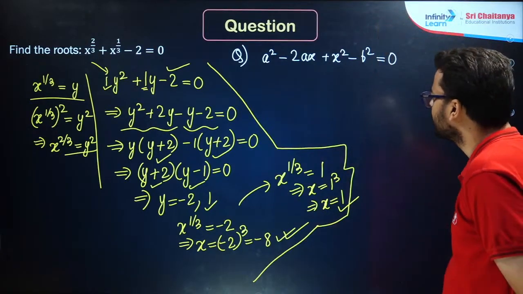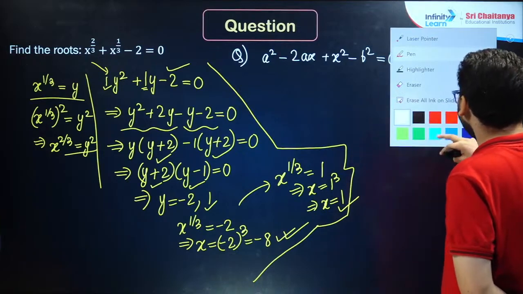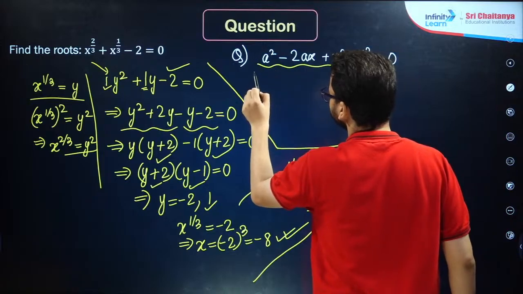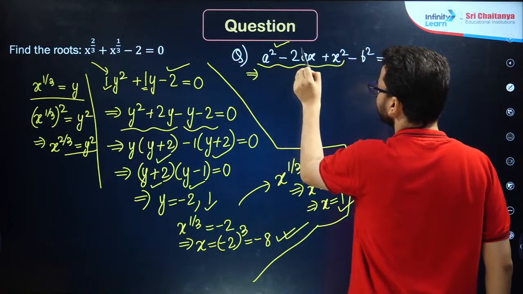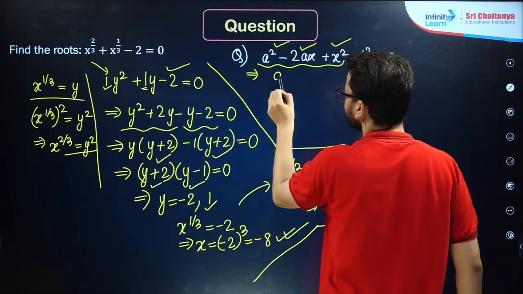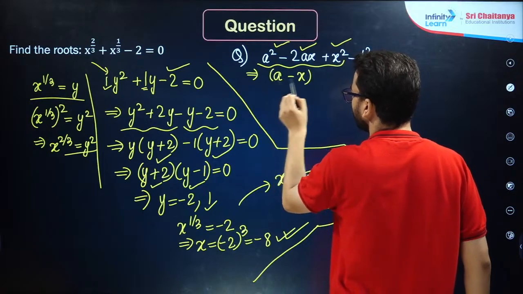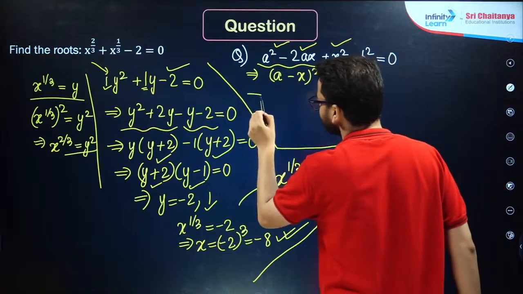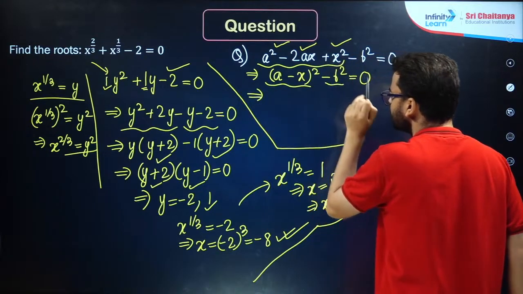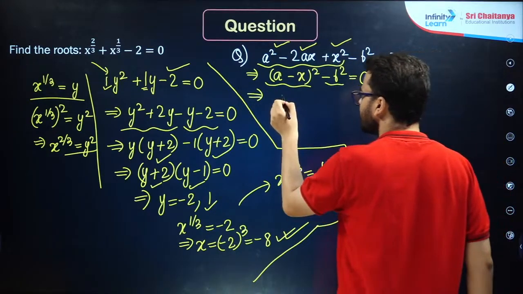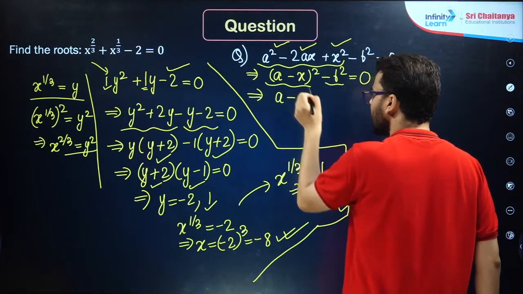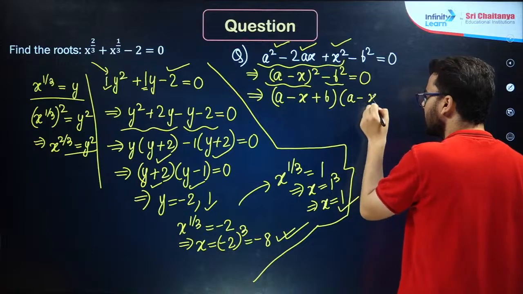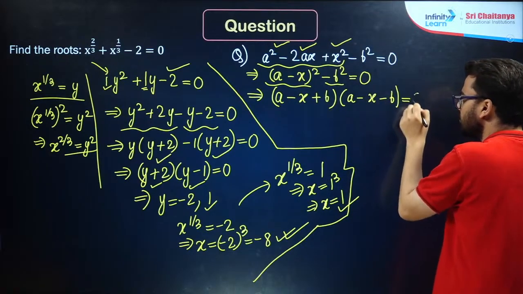Let's see that, Ravinder. So over here you have to use identities, right? See, if I take this thing, what is this? Isn't it, you see, it's directly identity based. So it is a minus x the whole square, minus b square is there. Now can we say this is nothing but p square minus q square form? So it will be p plus q. So a minus x plus b and then a minus x minus b, that is equal to 0. Is that clear?